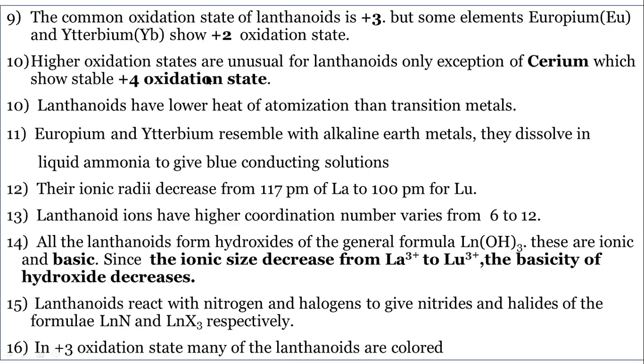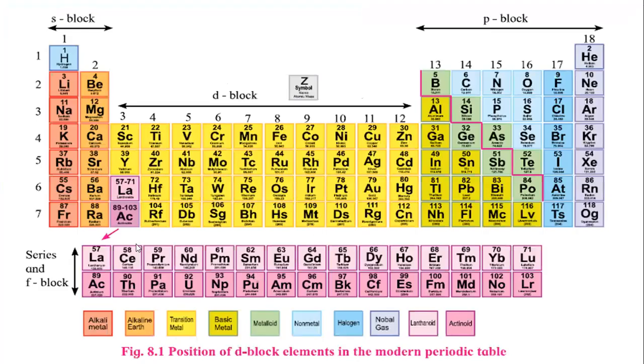Higher oxidation states are unusual for lanthanides. The exception is cerium. Cerium shows the +4 oxidation state. Again, coming to cerium, its atomic number is 58, and it shows the +4 oxidation state. Generally, all these elements show the +3 oxidation state, but europium also shows +2, and ytterbium also shows the +2 oxidation state.